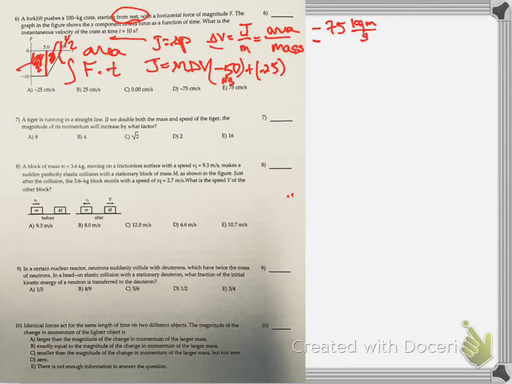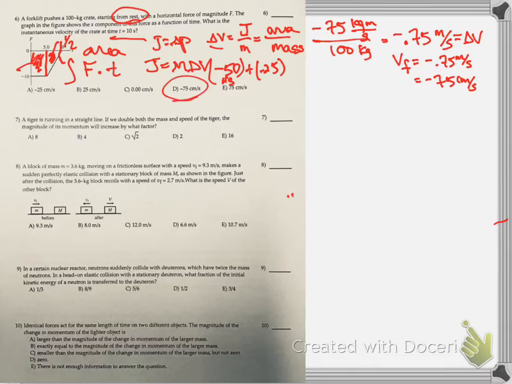They're the same units. Divided by the mass, which is 100 kilograms, you get negative 0.75 meters per second. And that's your delta v, but it started from rest. So basically your v final equals negative 0.75 meters per second. The answers are in centimeters, so I'm going to change this to negative 75 centimeters per second. The answer to this one, I believe, is D.